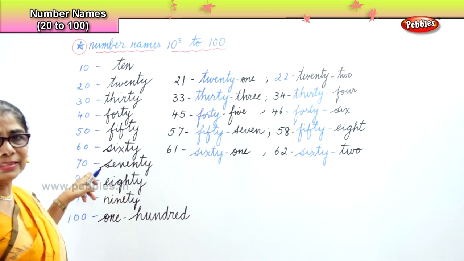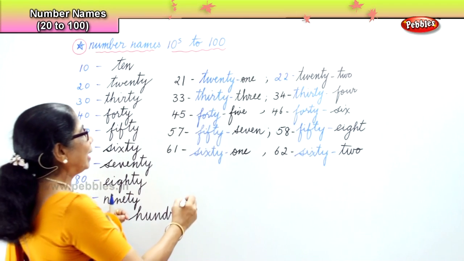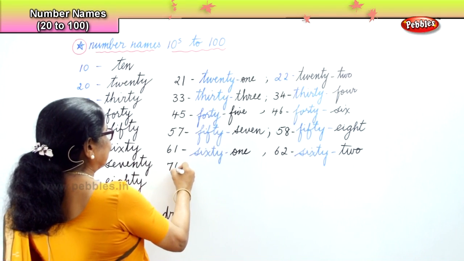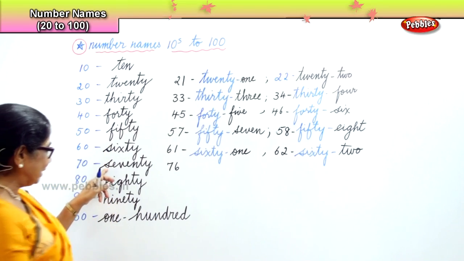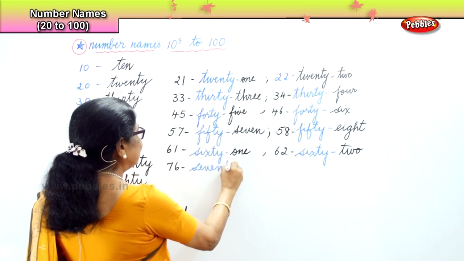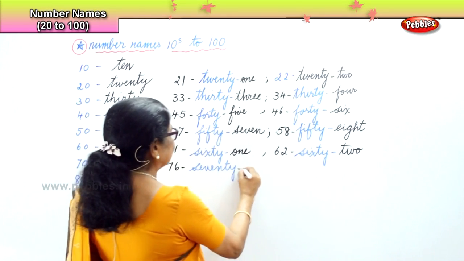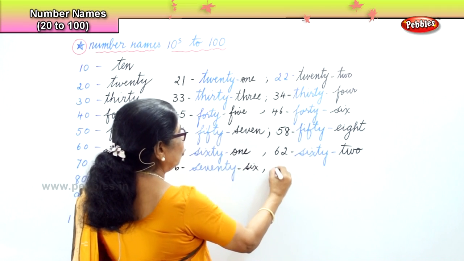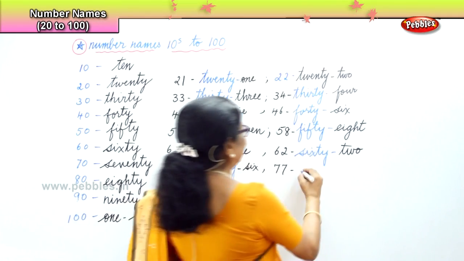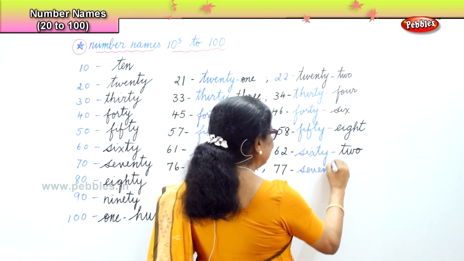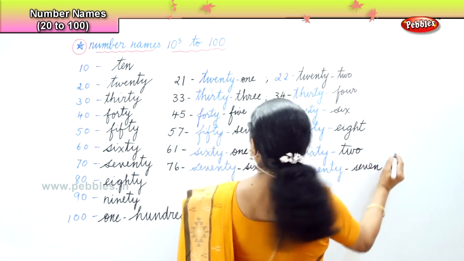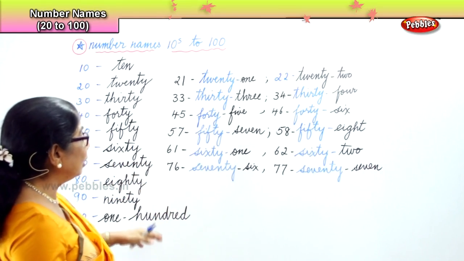Now look at 70. Let's see how you will write 76. How will you write 76? 70. Very good. You will write 70 dash 6. Okay. Now how will you write 77? 70 hyphen 7. So from 20 to 100 you go on following.